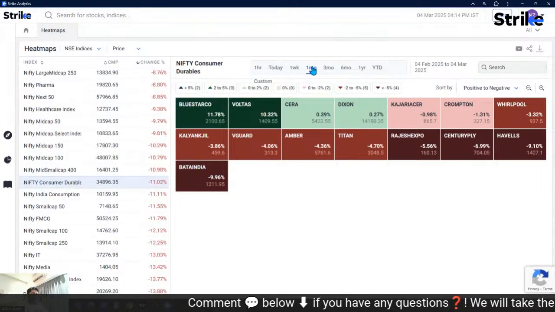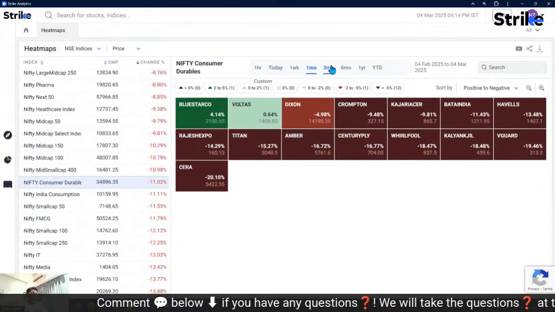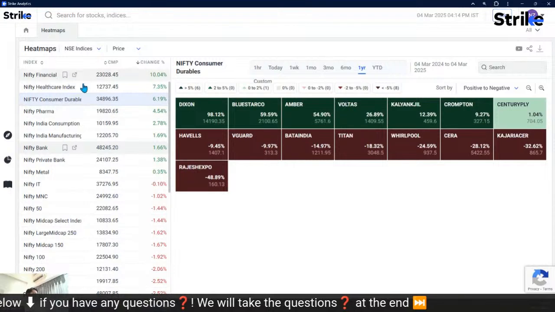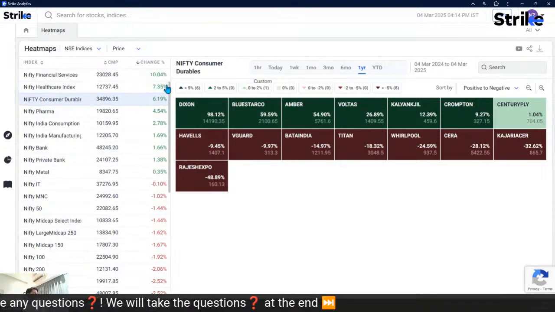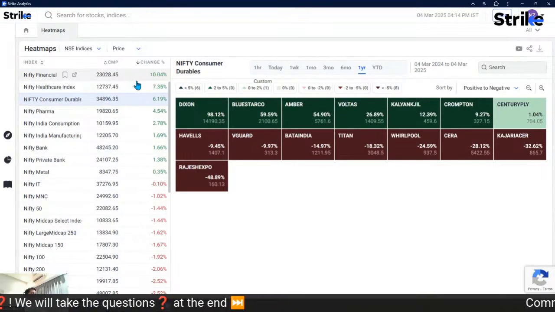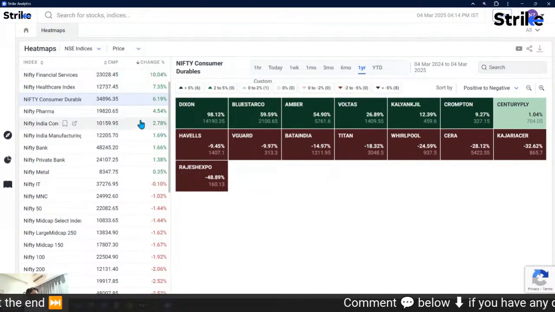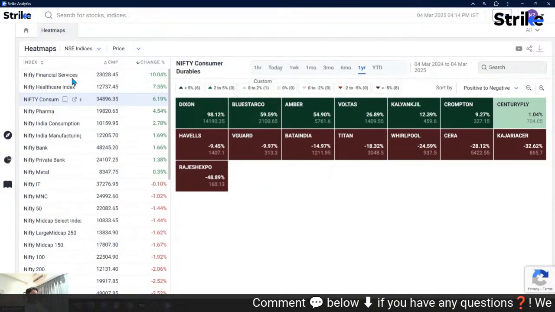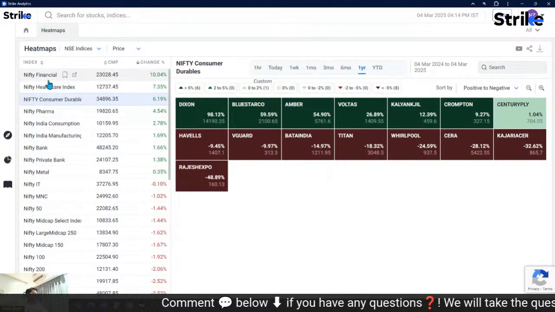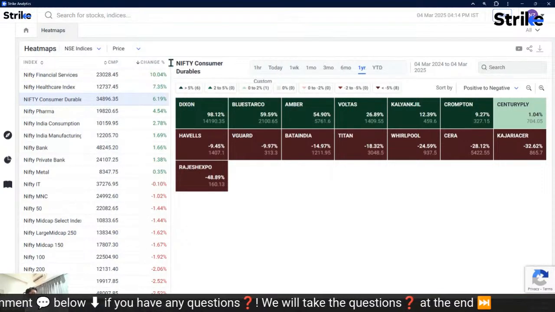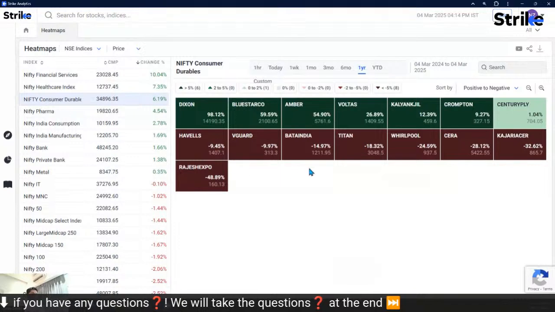Similarly, 1 month, 3 months, 6 months, 1 year. So in the last 1 year, you can see that Nifty Financial Services are the ones to go up by 10%. So in the last 1 year, Nifty Financial, Healthcare, Consumer Durables, and Pharma are the outperformers.